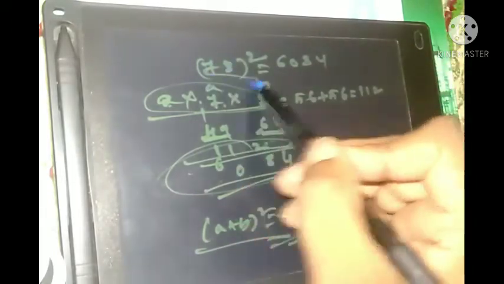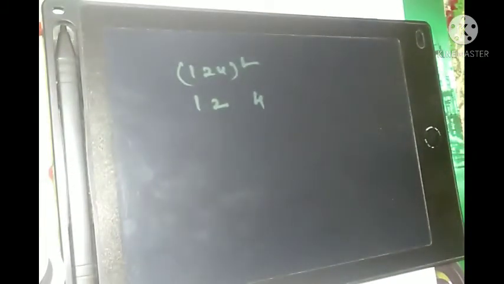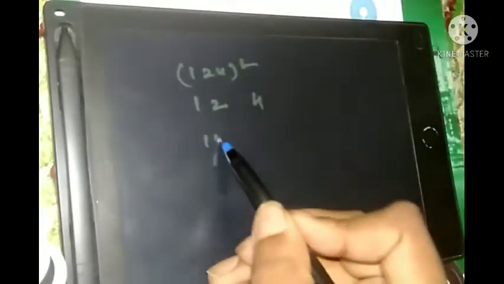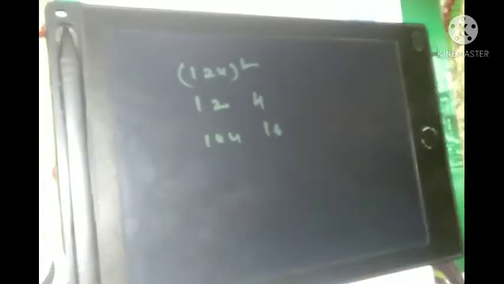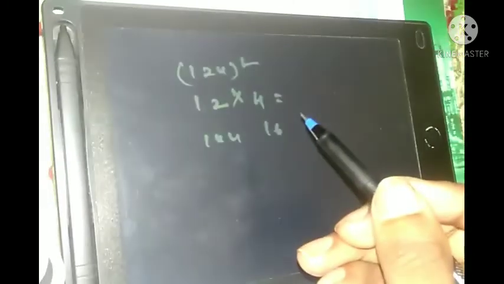This is when they give a two digit number. When they give a three digit number, how do we solve the square of that number? We take one example. Suppose we take 124 whole square. First of all, write down 12 and 4. Split this number. What is 12 square? 144. What is 4 square? 16. Add this number, multiply this number, what do we get?